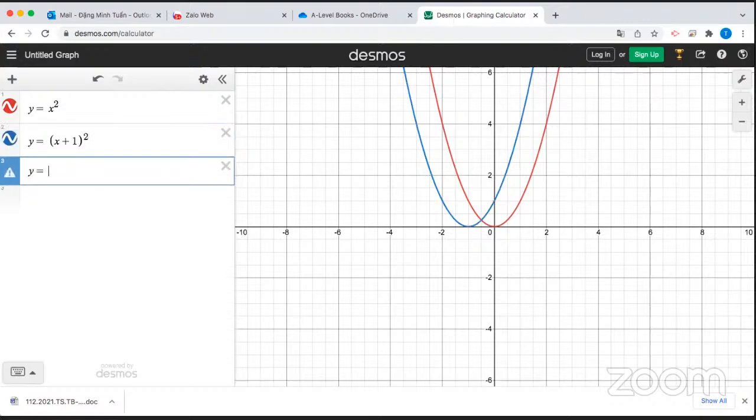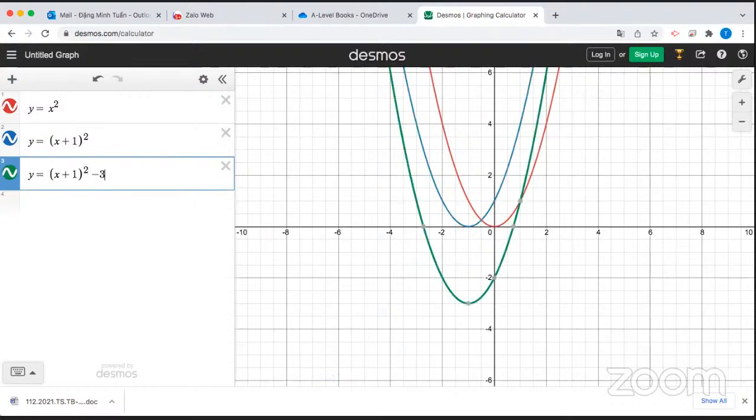y equals x plus 1 squared minus 3. You got it? What's the difference? Keep the same graph of the second one, x plus 1 squared, and then move down 3 units. Go down 3 units. Got it.